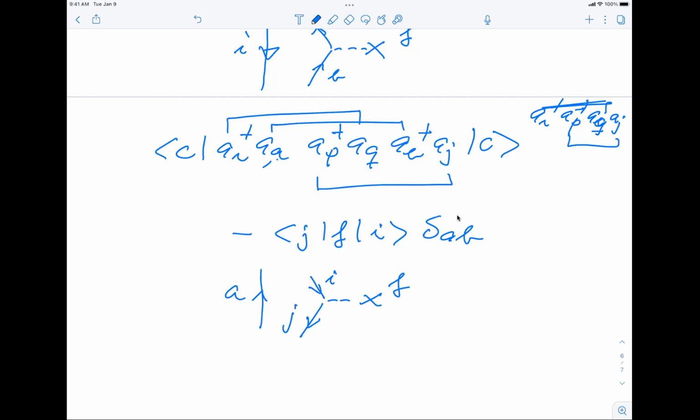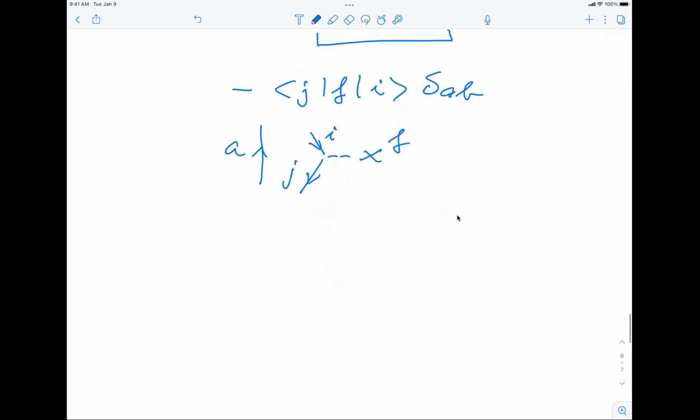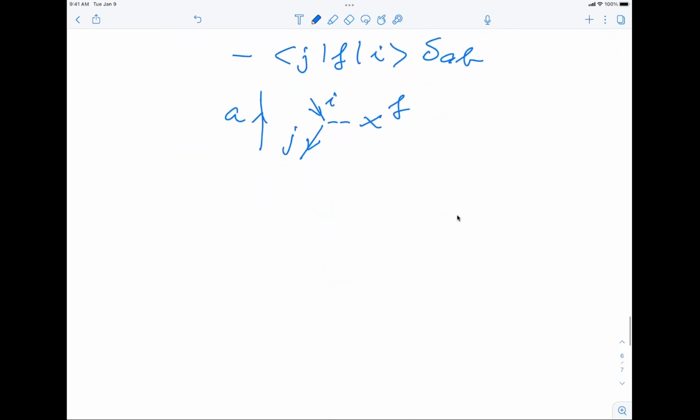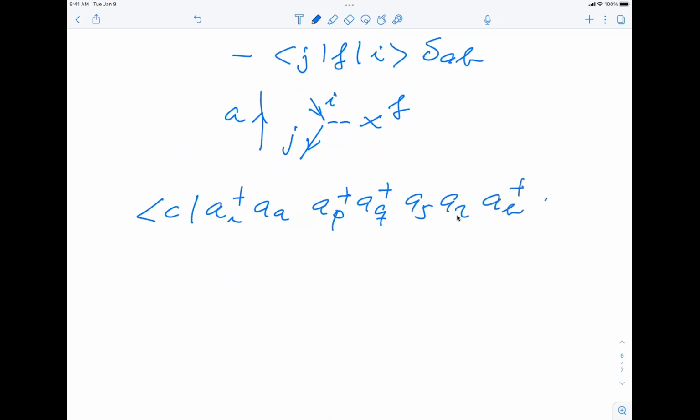Okay, so that was this piece. Now we need to look at the next piece here. And since we now have this chain of operators, what we would get in addition now is the following. So we need to put in the two-body operator. So we have a C, and then we have an AI dagger, AA, and now we have an AP dagger, AQ dagger, AS, and AR, and then I have an AB dagger and an AJ there, multiplied with C there.